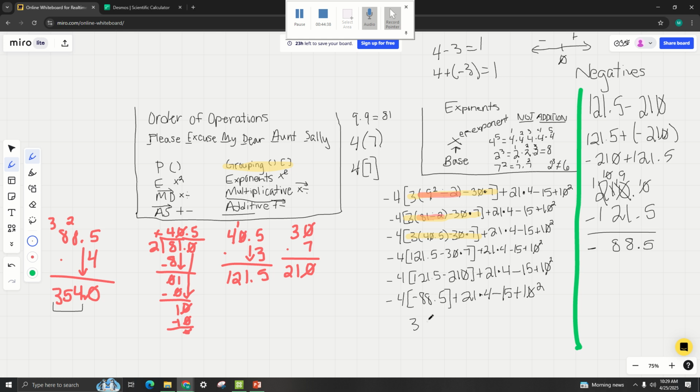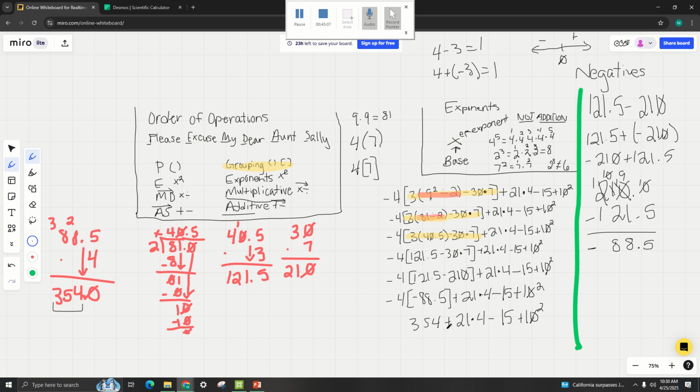So I do 354 plus 21 times 4 minus 15 plus 10 squared. There we go. Whew, oh my goodness, y'all. Now we just have a normal expression, we still have to do PEMDAS or GEMMA through, whichever you prefer again. So let's go ahead and take a look through it.